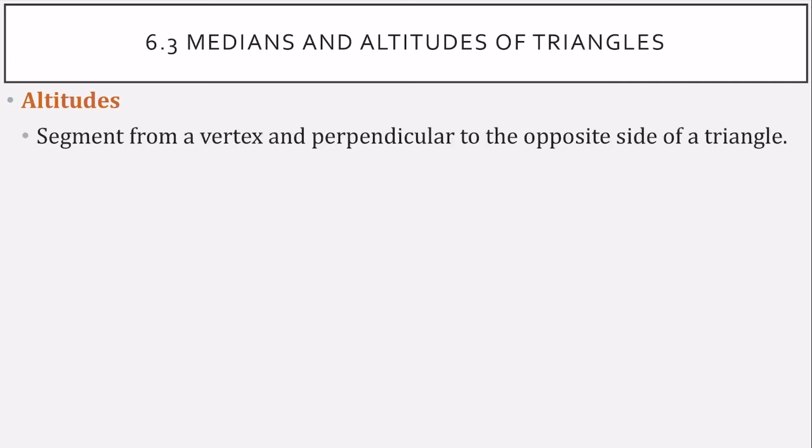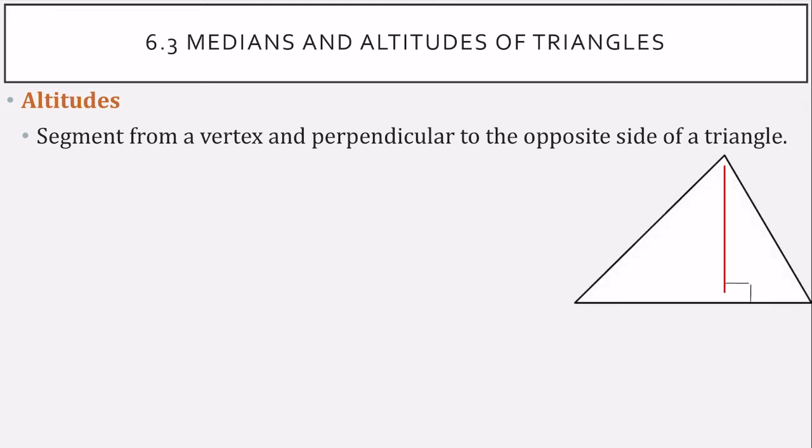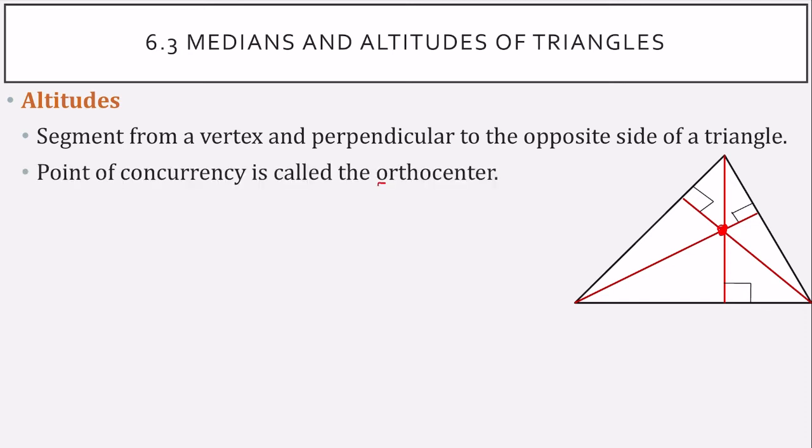An altitude of a triangle is a segment from a vertex perpendicular to the opposite side. So a median went from vertex to the midpoint. Altitudes are vertex perpendicular to the side. We typically call them the heights. So if I were to draw an altitude there, notice it would be the height of the triangle. It's another altitude and another altitude. Notice the altitudes all meet in a single point, so that means they are concurrent, and it's called the orthocenter. The prefix ortho means perpendicular.